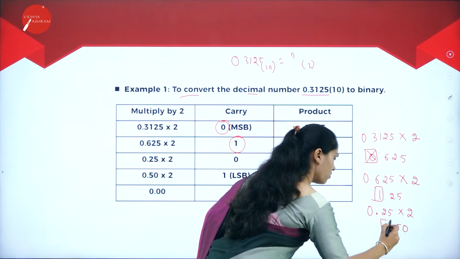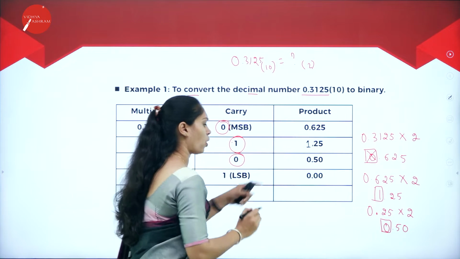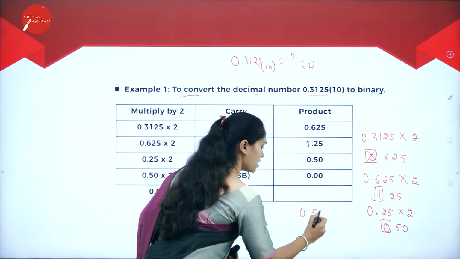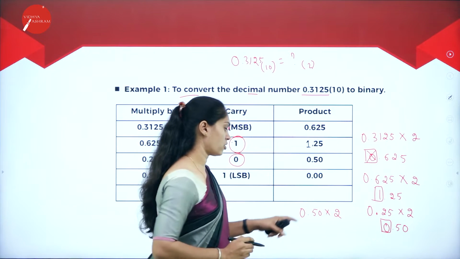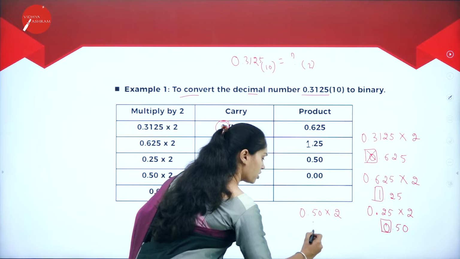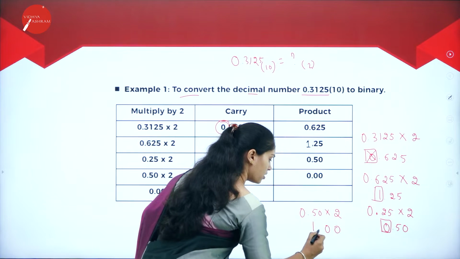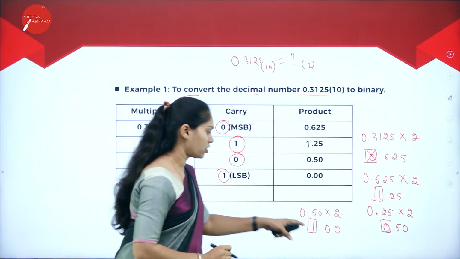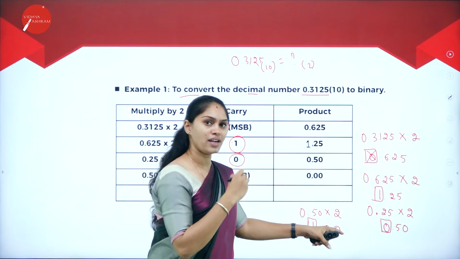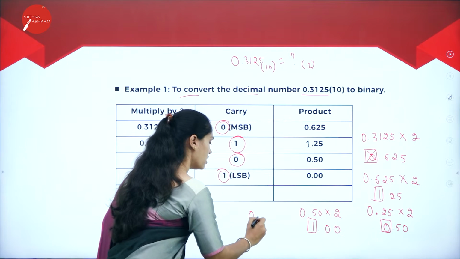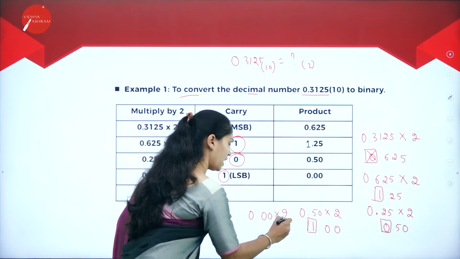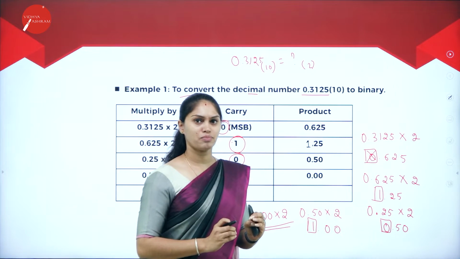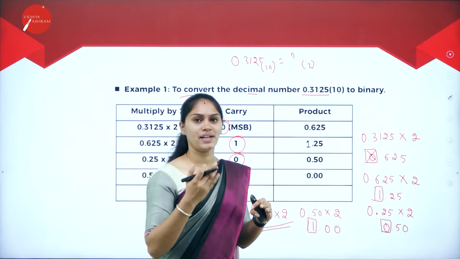Then this 0 will be marked as the carry here and 0.50 will become my new product. So 0.50 into 2, what are we going to get? We are going to get 1.00, right? So I am going to mark this 1 as the carry. Then what are we left with? We are left with 0.00. If I multiply any number with 0, we are going to end up with 0. This is the position where we have to stop the multiplication.